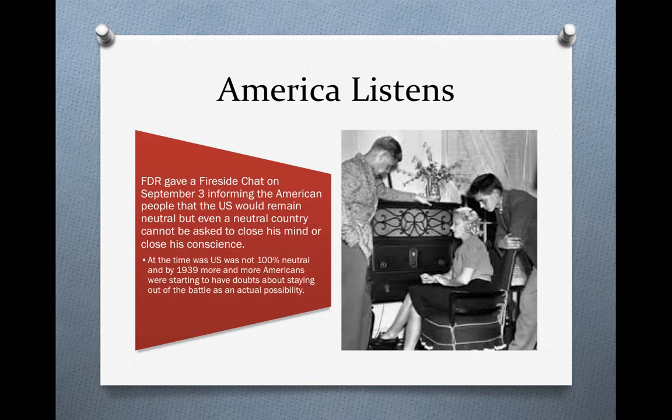Now, back at home, FDR gave one of his famous fireside chats on September 3rd, informing the American people that the U.S. would remain neutral. But even a neutral country cannot be asked to close his mind or close his conscience. Therefore, at the time, the U.S. was not 100% neutral, and by 1939, more and more Americans were starting to have doubts about staying out of the battle as an actual possibility.